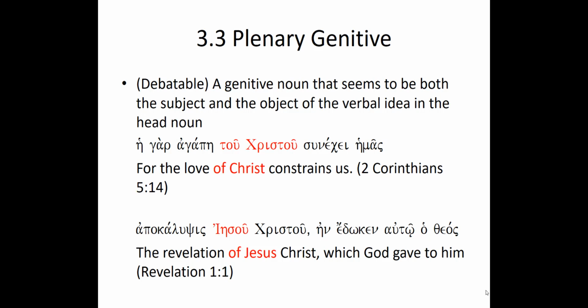Another one I think is definitely plenary. Revelation 1:1. Apocalypsis Jesu Christou ein edoken auto ha theos. The revelation of Jesus Christ, which God gave to him. Is Jesus doing the revealing? Or is this a revealing about Jesus? Well, in the book of Revelation, it's both. And so we could take this as a plenary genitive, saying that this revelation is about Jesus Christ, objective, and Jesus is doing the revealing, the unveiling, the disclosing, subjective.